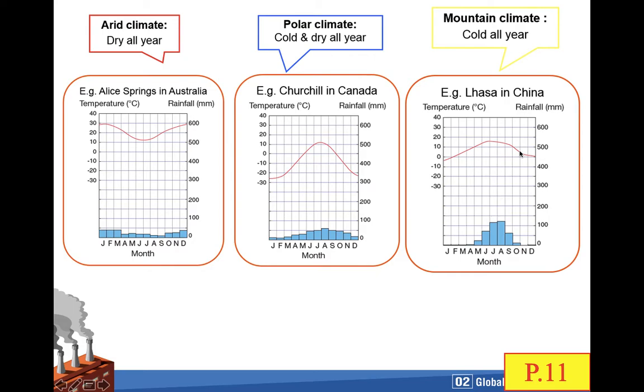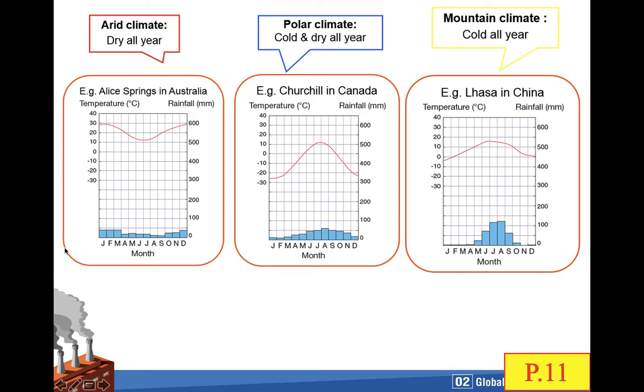I would like to tell you about some differences between very similar climates, for example the arid climate, the polar climate, and the mountain climate. For arid climate and polar climate, both of them have a dry climate throughout the year.